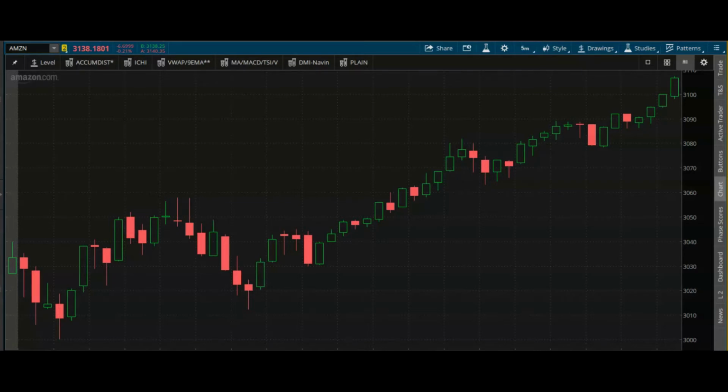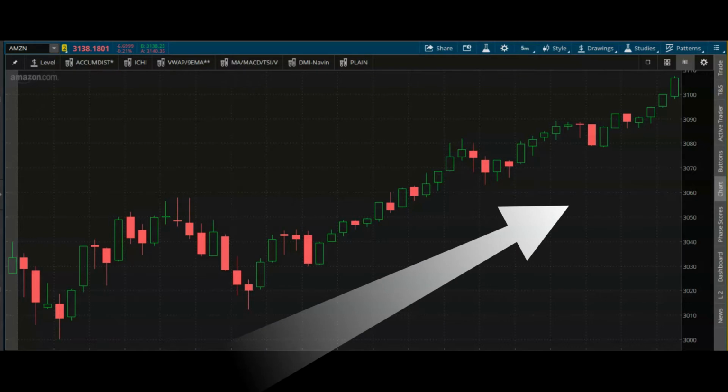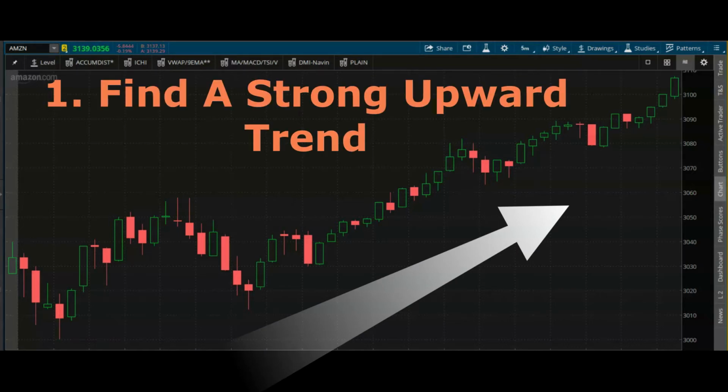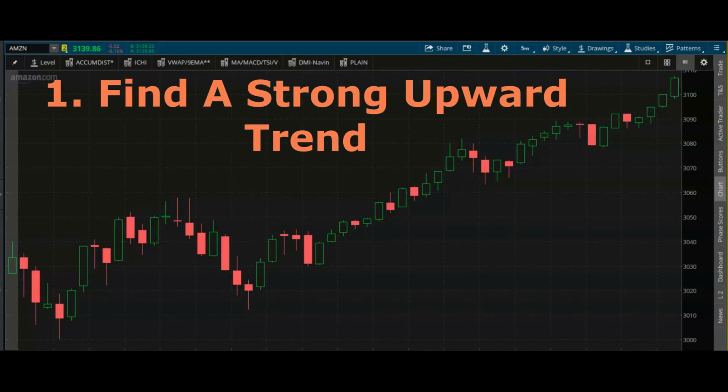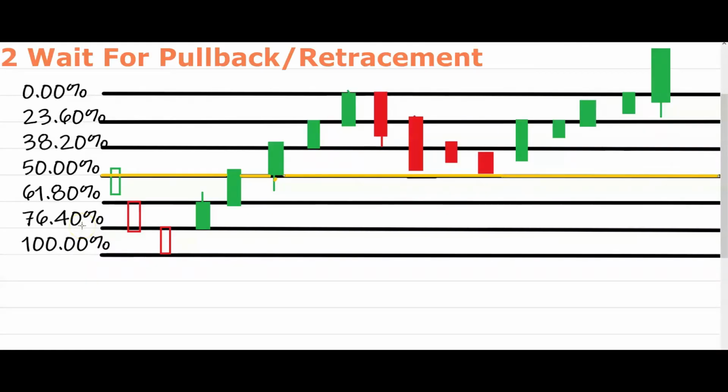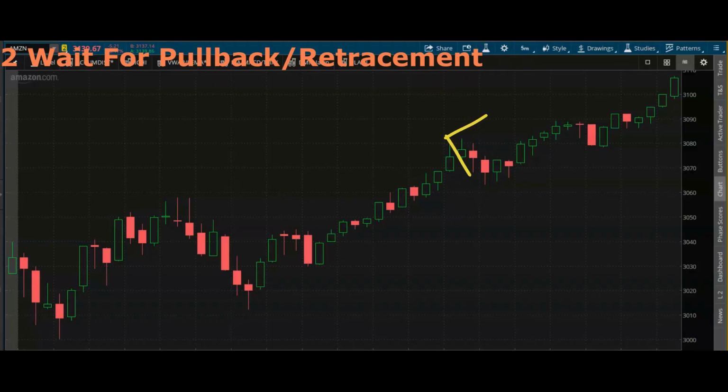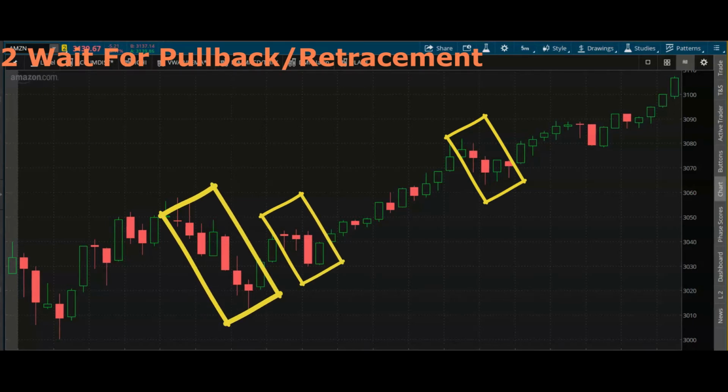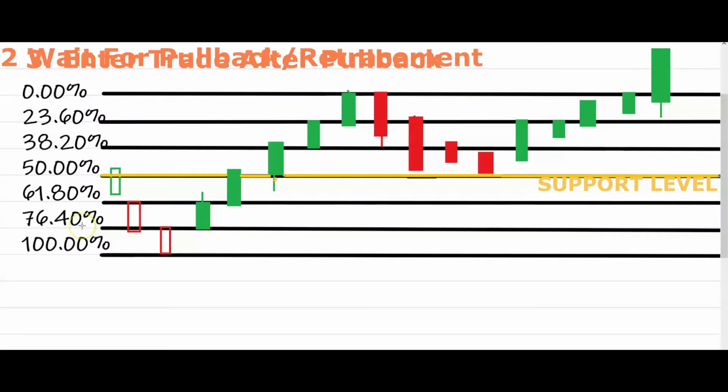In an uptrending market, the first thing you need to do is to find a strong upward trend. Secondly, you want to wait for a pullback. You want to enter the trade only after the pullback has occurred.